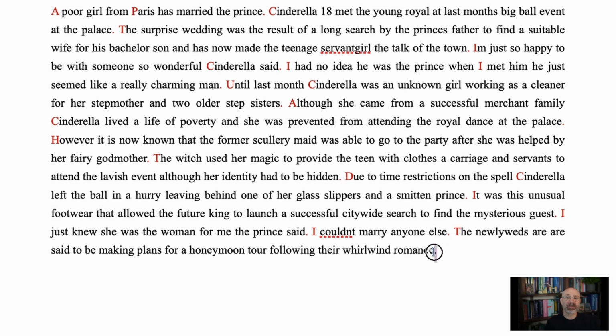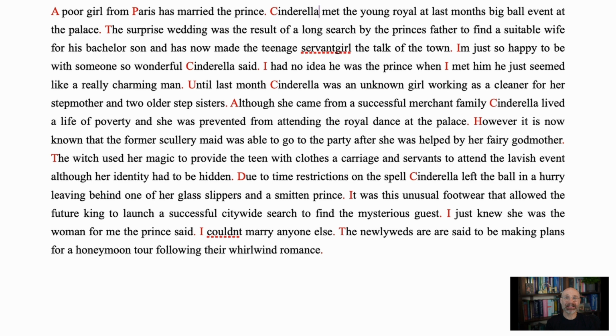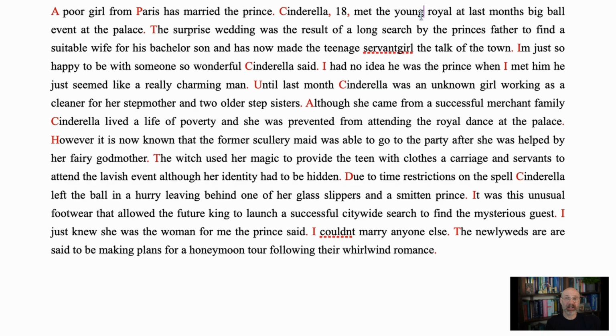After this, we can look at those commas. There are many rules for these, anything from 6 to 20 or more, depending on who you ask. So we can't cover them all here, so I'll explain those in the text as we go along and why the writer uses them. The first one is actually a pair of commas. Cinderella, open commas, 18, close commas. Because 18 is an extra piece of information that the writer adds but can easily cut out without damaging the sentence, Cinderella met the young royal.